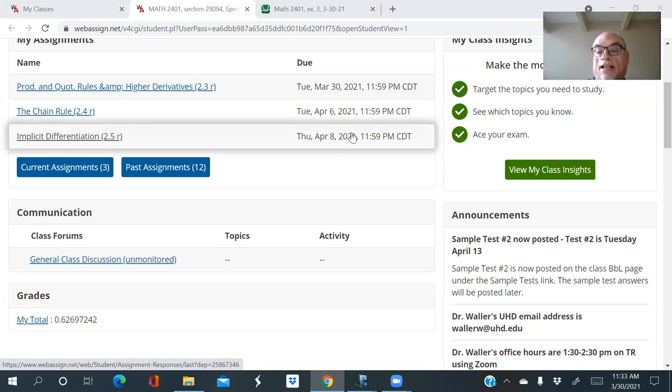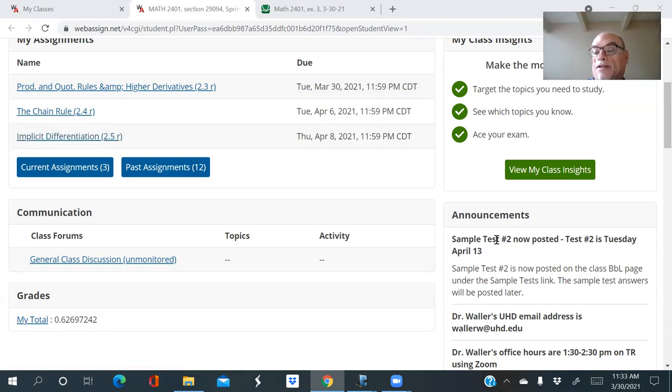All of this is leading up to this announcement over here on the right-hand side of the screen. I posted the sample for test number two, so you can start looking at that. That test will be on Tuesday, April 13th. It's going to work like test number one, the same format. I post the test and then you email me back your written answers in PDF form that I will grade. So it's just the identical process.